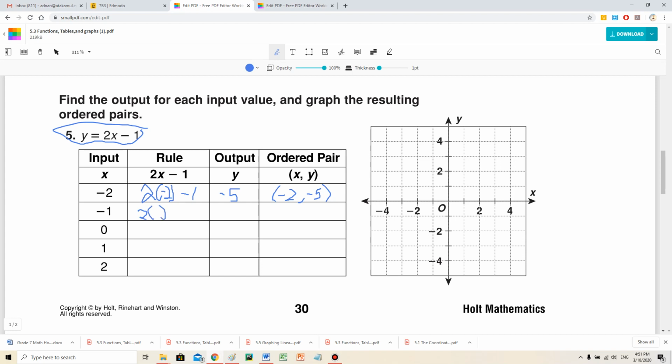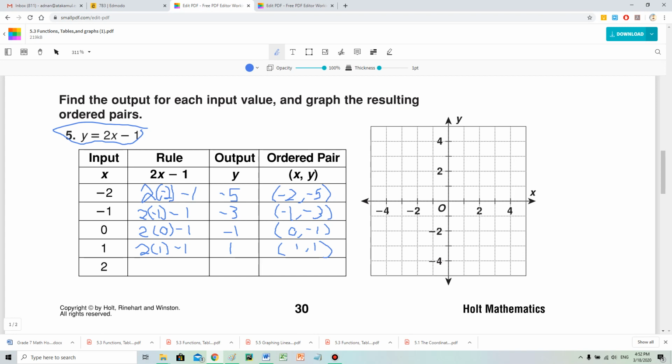Okay, the next one we have -1, so same idea. We'll just substitute. We'll put our parentheses. It's very important. 2 times -1 minus 1. All right, so 2 times -1 is -2. Minus 1 should be -3. Okay, so we have (-1, -3). Next one we have 2 times 0 minus 1. 2 times 0 is 0, minus 1 is going to be -1, so we're going to have (0, -1). Then we have 2 times, our input now is 1, minus 1. 2 times 1 is 2, minus 1 is 1. So our point is going to be (1, 1).